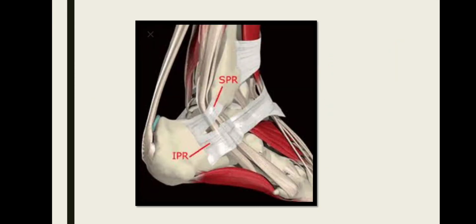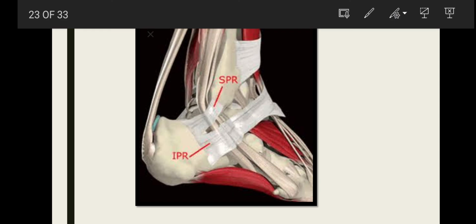Okay, let's move on to the next one, that is the peroneal retinaculum. Retinacula are nothing but thick bands of deep fascia. They are present in order to hold the tendons in place. So coming to the lateral compartment of the leg region, it also consists of retinacula.